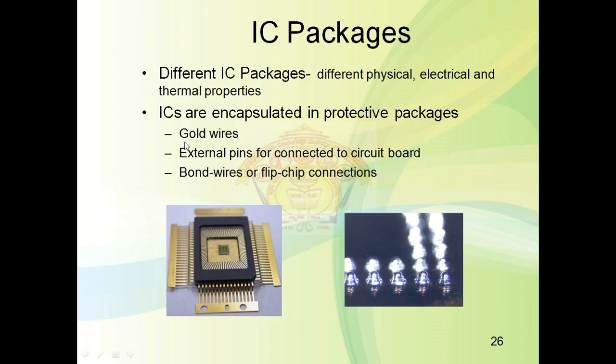In an IC, fine gold wires are connected from the pads, that are internal, to the pins for the external connections. So there is a gold wire. You can see here, this is the main IC, and there will be the pads here, and from these pads to the external pins, these are the external pins, there is a connection using fine gold wires for external contact. In some ICs, bond wires are used for the connection between pads and pins.